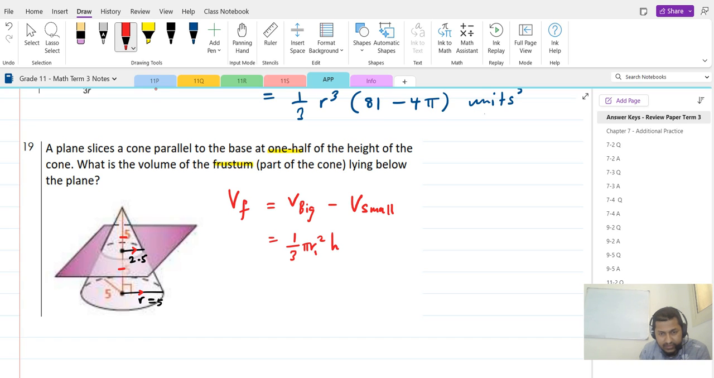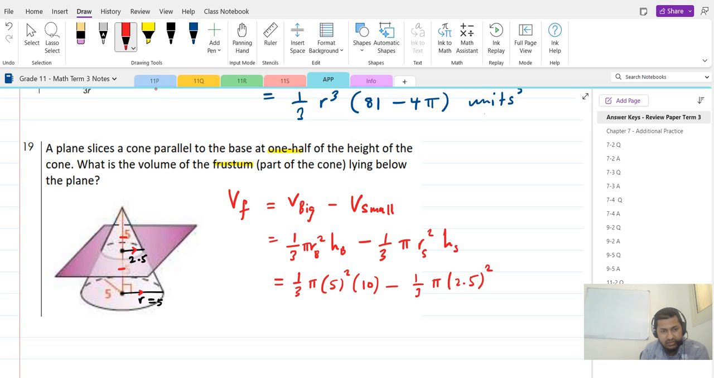Remember, r squared is the big radius and big height, minus 1 over 3 pi r squared times height, which is the small radius and the small height. So 1 over 3 pi, what's r squared? R was 5 squared times 10, which is the height of the big, minus 1 over 3 pi, 2.5 squared, which is the radius of the smaller cone, times height, which is 5. So if we try to simplify this, we can take out 1 over 3 pi as a common factor.